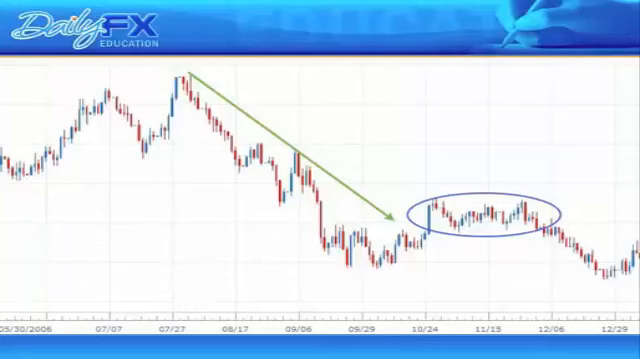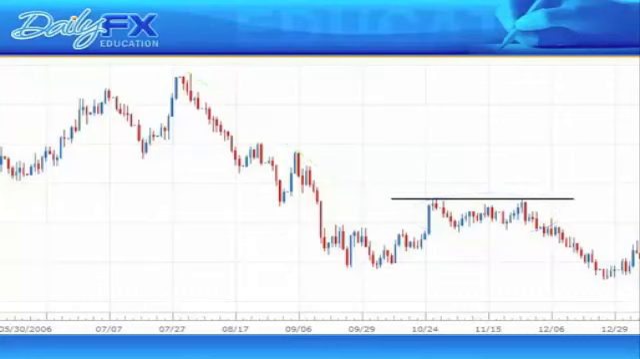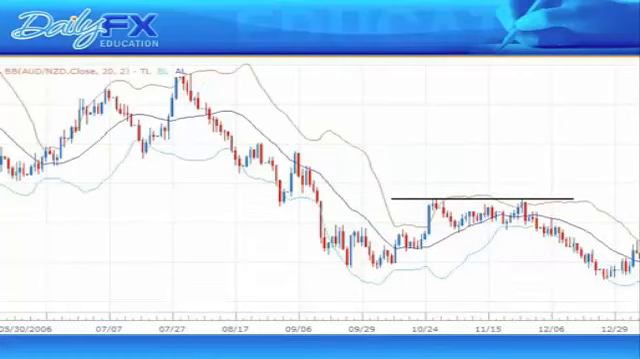trades we take, making sure to only take trades in the direction of the preceding trend. In this case, prices were moving down in the preceding trend, therefore we would only look for selling opportunities. First, let's draw a resistance line on this chart, and then we'll add the Bollinger Band. Notice how the Bollinger Band is forming right around the resistance line here.